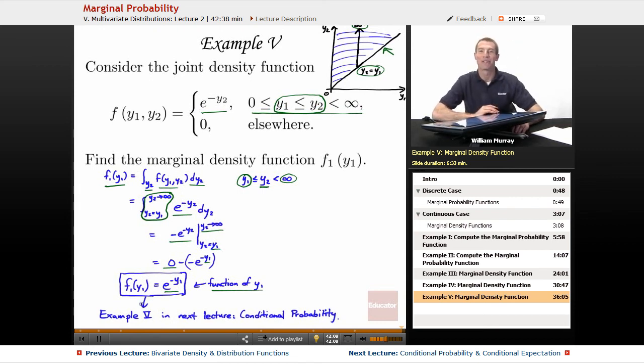So make sure that everything's good with this example, and in the meantime, that wraps up this lecture on marginal probability. As I mentioned at the beginning, marginal probability is really a tool in the service of conditional probability. So you'll see a lot of this stuff used in the next lecture on conditional probability and conditional expectation. I really hope you'll stick around for this.